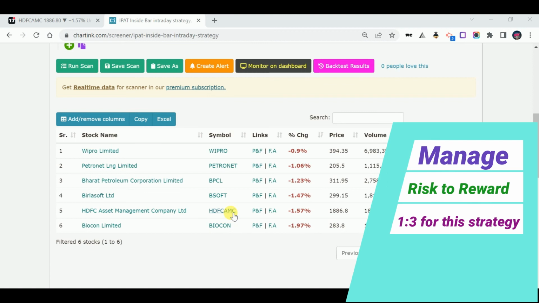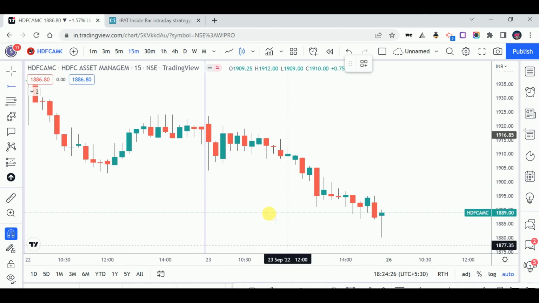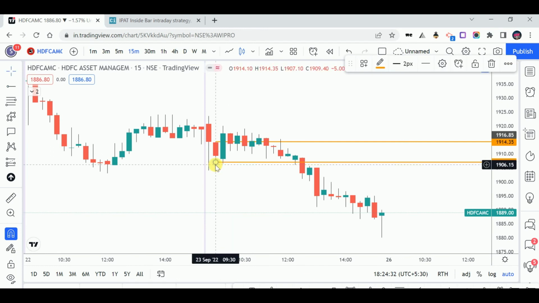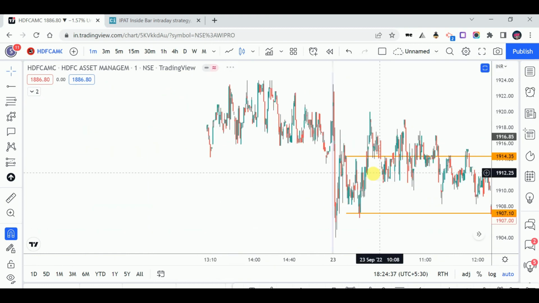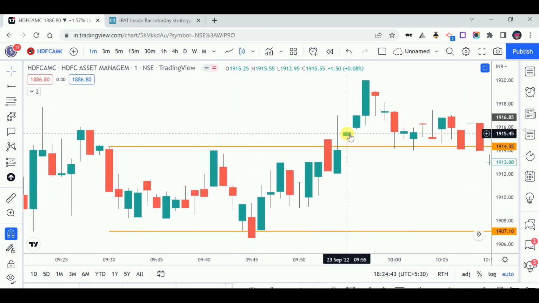Fifth stock is HDFC AMC. I have loaded the 15 minute chart. The same process I will follow. I will mark the 15 minute high and low of the inside bar. I will go to the 1 minute time frame and try to identify the signal candle. So as you can see, the signal candle is formed over here, but can you notice one more point? Before forming this signal candle, is there any rejection from upside? Obviously yes. So in this case, I will try to avoid entering the long position at this point.